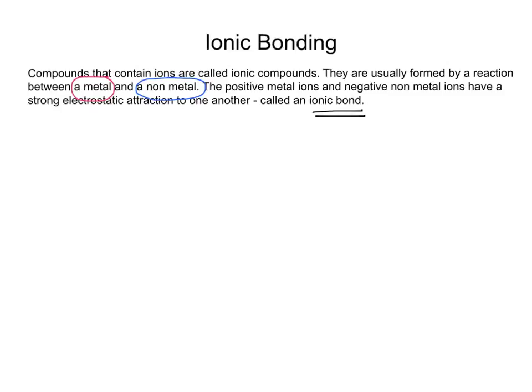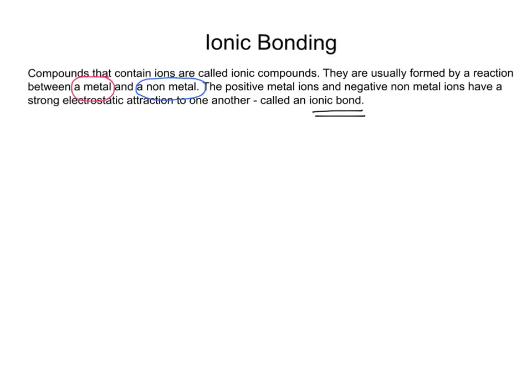Now metal atoms typically lose electrons to gain a full outer shell, and they become positive metal ions, or cations as they're called. The non-metal atoms find it far easier to gain electrons to gain a full outer shell, and they become negative ions called anions. That's A-N-I-O-N-S. So they become anions. Just a little fact about anions, the name of the ion usually ends in ide, I-D-E. So if you see a term like chloride, oxide, nitride, that is usually the anion that they're referring to.